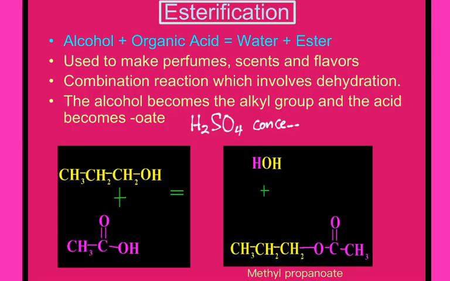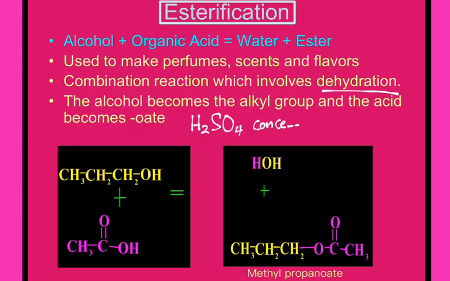They say if we take alcohol, we mix it with carboxylic acid, what are the products? Water and what? Or they say ester plus what? Or name the two products. It's water and ester. These are used to make perfumes, scent, and flavors. It's a combination reaction, which involves dehydration. You start with 2, you're going to end up with 2 still.